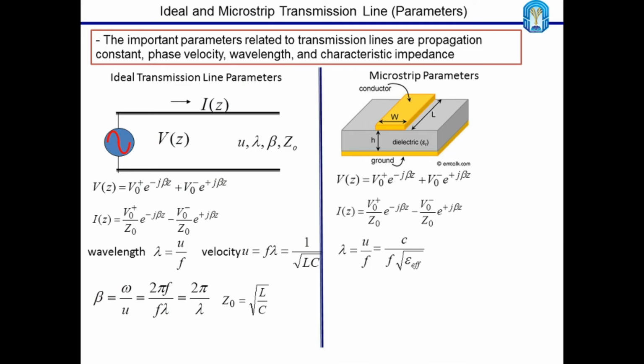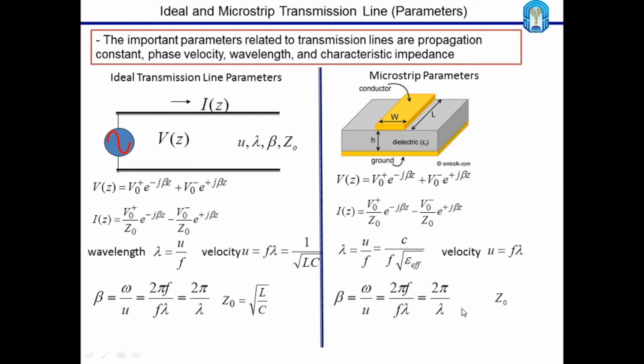So u is equal to c over the square root of epsilon effective, and velocity is equal to u, which is equal to f lambda. Beta is equal to omega over u, which is 2 pi f divided by f lambda, and that is 2 pi over lambda. So the only difference is the wavelength, which affects the velocity, which affects the beta.